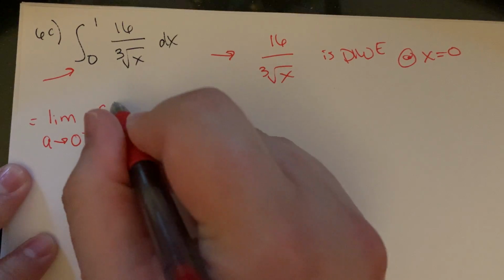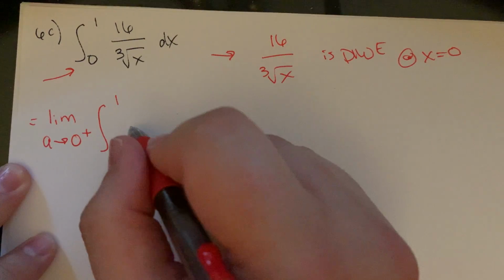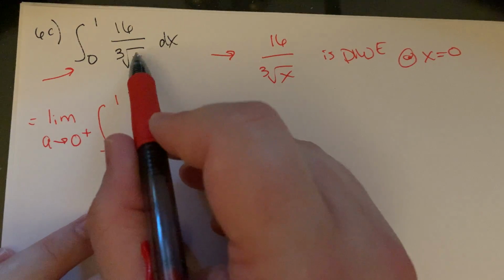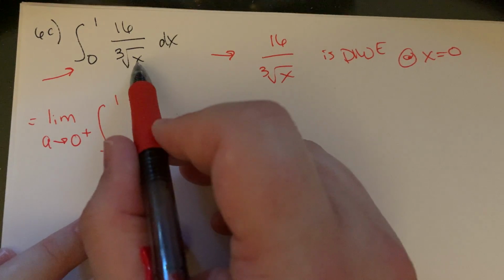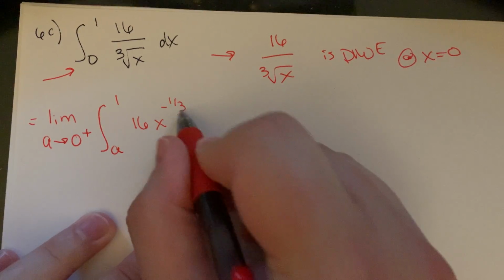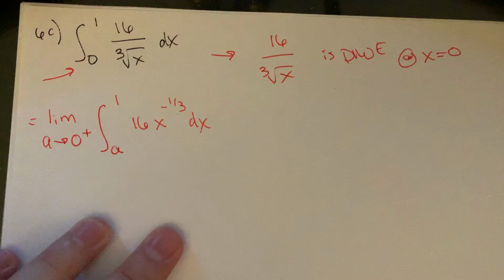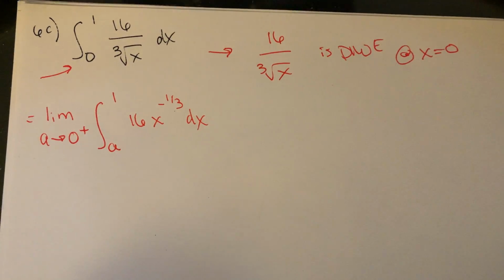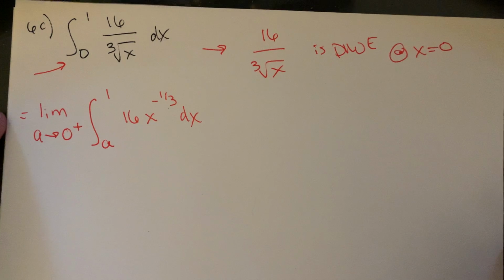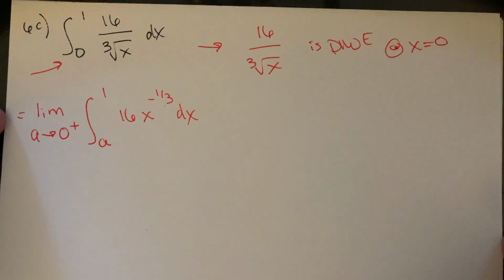And so we'll go from a to 1, and then I'm going to rewrite this in one step here. So this would be 16 over x to the 1/3, right? I mean, this would be x to the negative 1/3. To do any kind of antiderivative, for most calculus things we're going to do, we're going to need to rewrite that, right? So we'll use the power there. We'll write it as a negative 1/3 power.